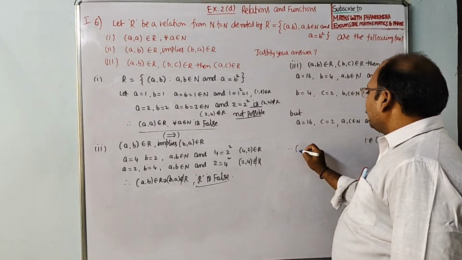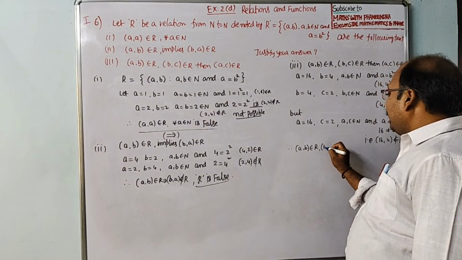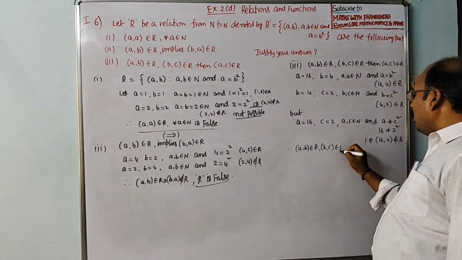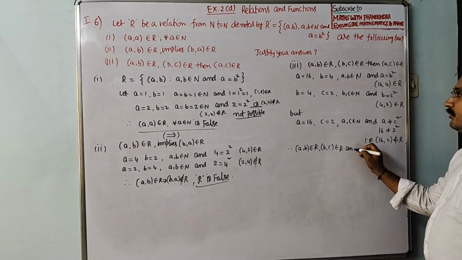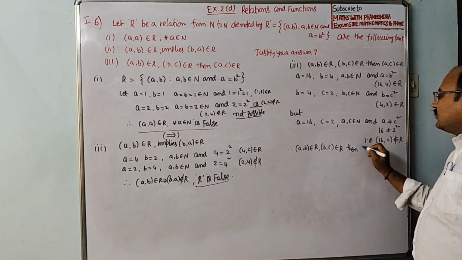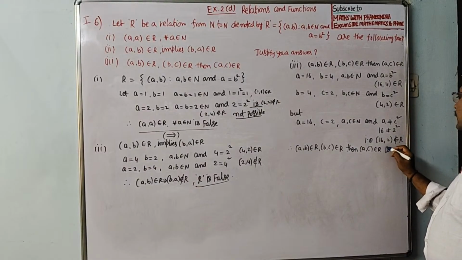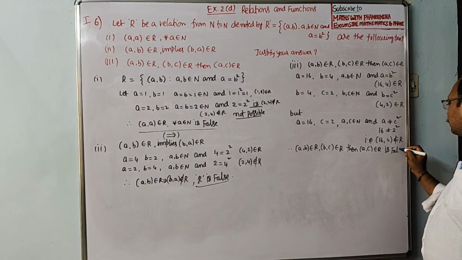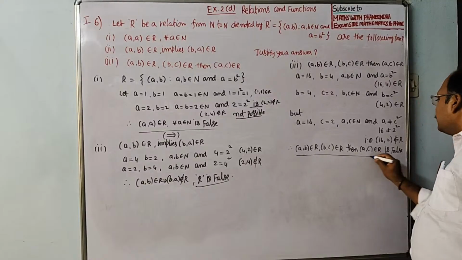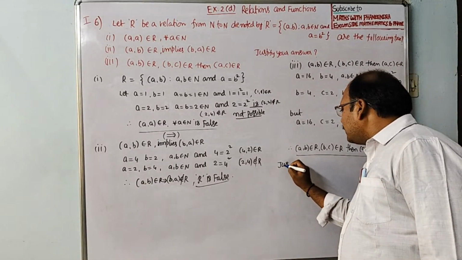Therefore, (A, B) belongs to R, (B, C) belongs to R, and so then (A, C) belongs to R is false. The statement is false, dear students. Now, justification. What is the justification?